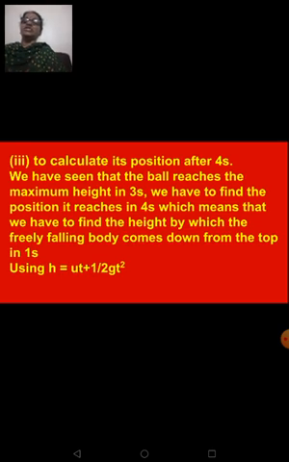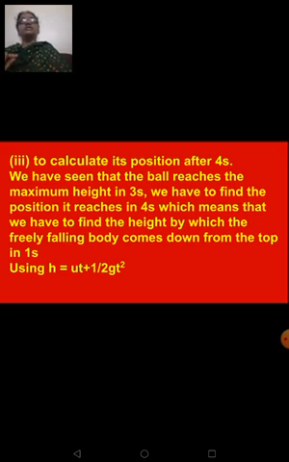See, I've given the explanation here. We have seen that the ball reaches the maximum height in 3 seconds. We have to find the position it reaches in 4 seconds, which means that we have to find the height by which the freely falling body, that is the ball, comes down from the top in 1 second. That is 3 seconds plus 1 second. 3 seconds to go up, maximum height 44.1 meter. And from there it starts coming down.